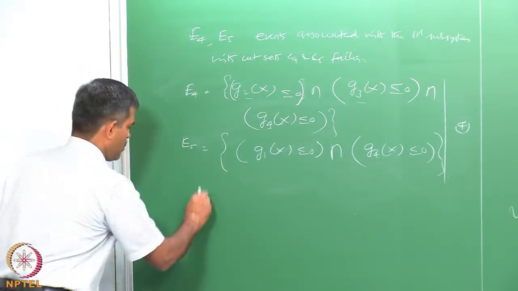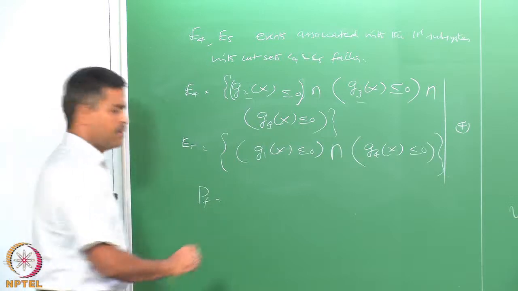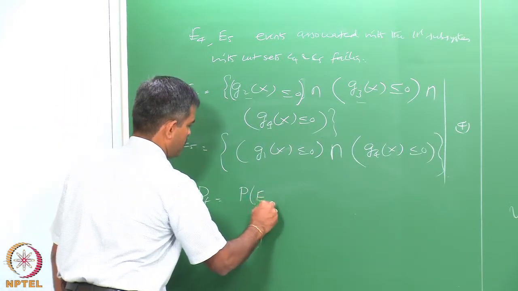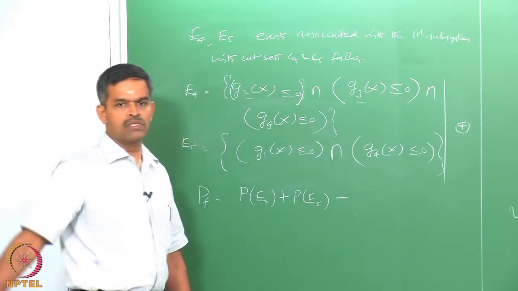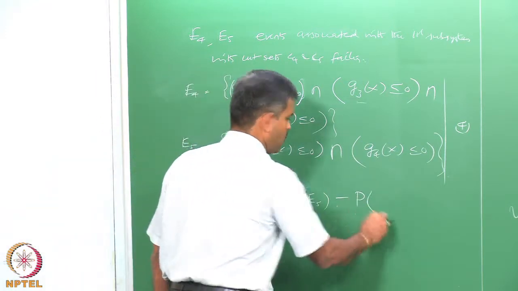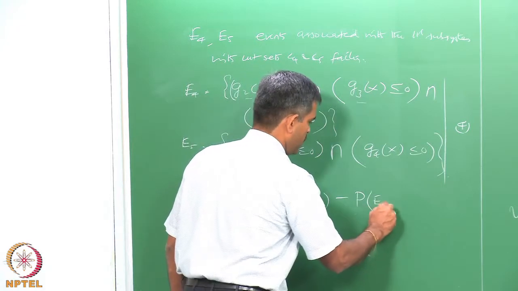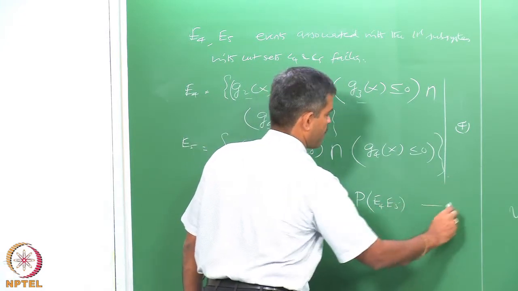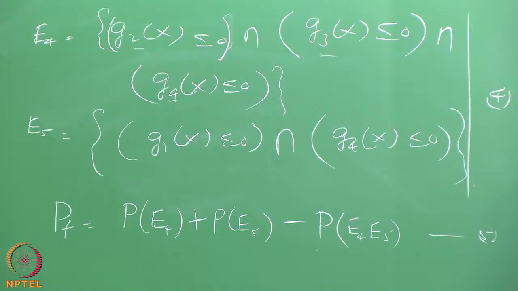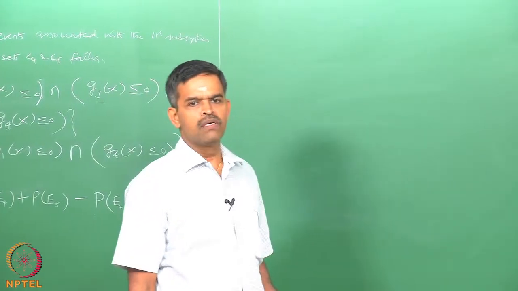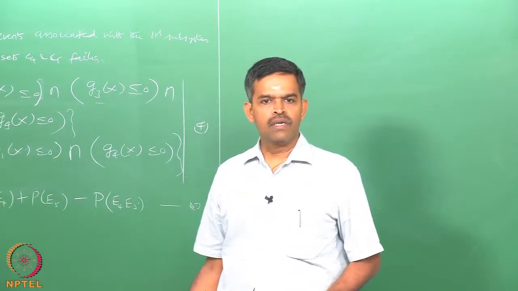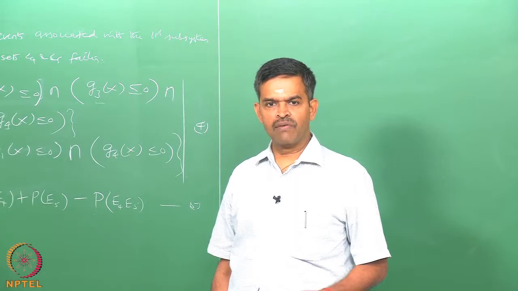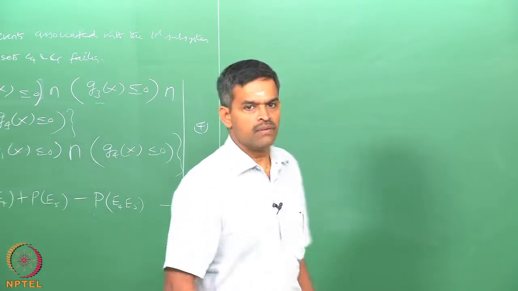So, probability of failure is now given by probability of E4 event plus probability of E5 event minus, using the theory of probability we studied in the last module, probability of E4 E5. Okay. So, we have already expressed probability of E4, probability of E5, then E4 E5 etc. with beta 4, beta 5 etc. Okay.